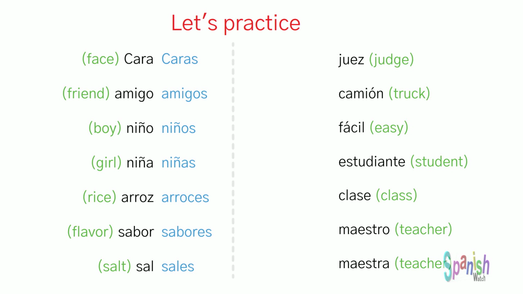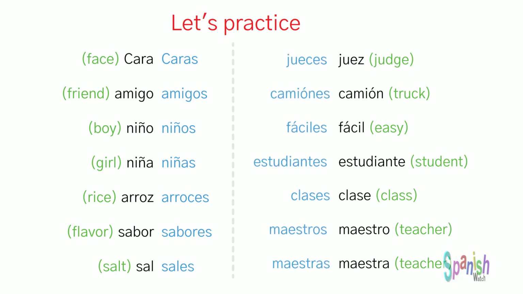In the next column, the first word is juez, which is judge. Ends in z, we remove z and we add ces, so it's going to be jueces. The next one, camión, truck, consonant, so camiones. The next one, fácil, again consonant, which is easy by the way, so it's going to be fáciles. The next one, estudiante, which is student, ends in vowel, so we just need to add an s, estudiantes. The following one is clase, which is class, ends in vowel, so we add an s, clases.